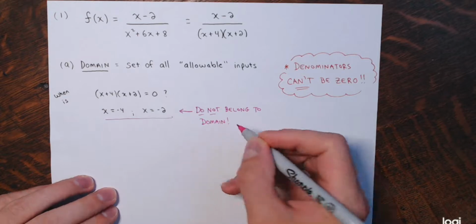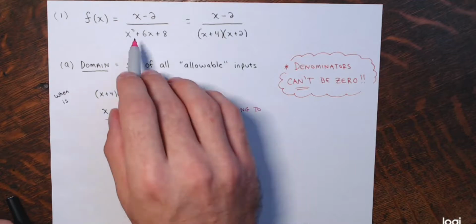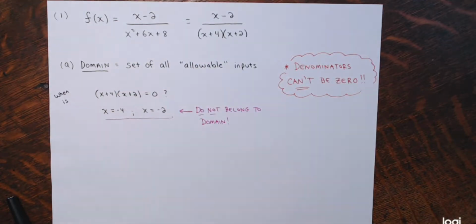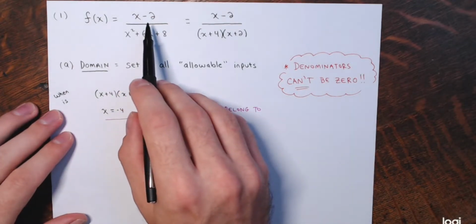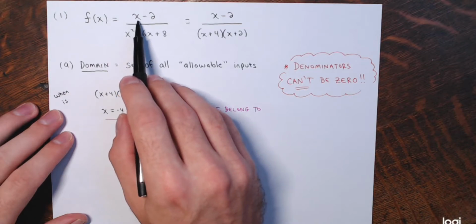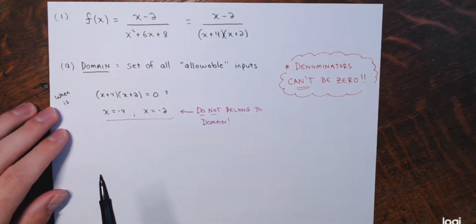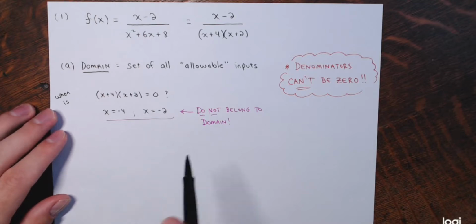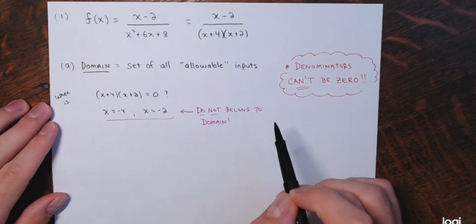The reason is that when I plug these values in, I would be dividing by 0. I would have an undefined expression. Now the numerator can be 0, and that's fine. I see too often people saying, for an example like this, that x can't be positive 2 because the numerator would be 0. The numerator can be 0. Numerators being 0 is fine. Denominators, what you're dividing by, can't be 0.